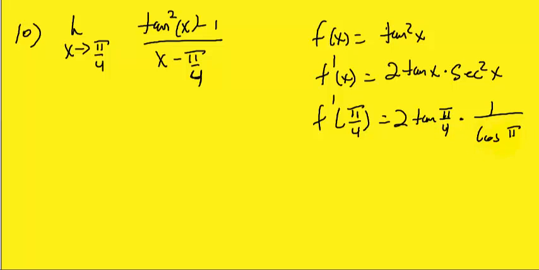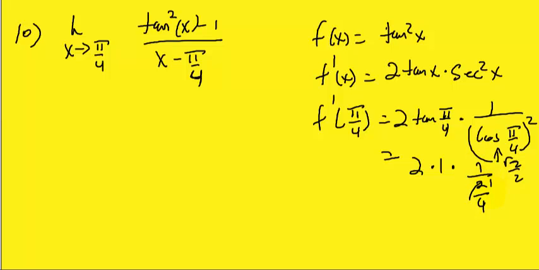the cosine of pi over 4, squared, right? So this is 2 times 1, and that's radical 2 over 2. When you square that, you get 2 over 4, which reduces to 1/2, which flips and becomes 2. So you have 2 times 1 times 2, which is going to give me 4.